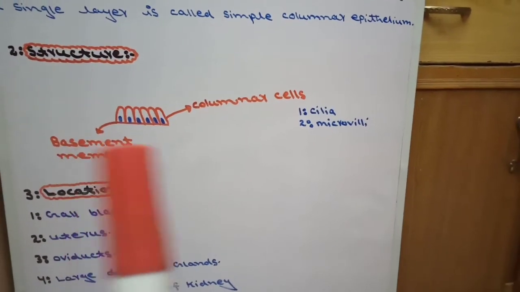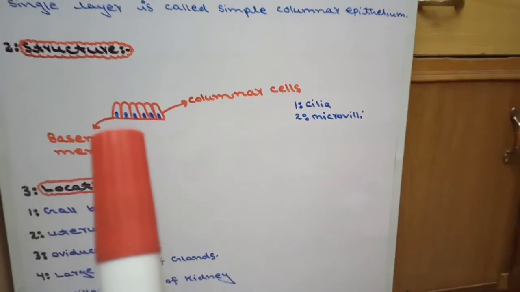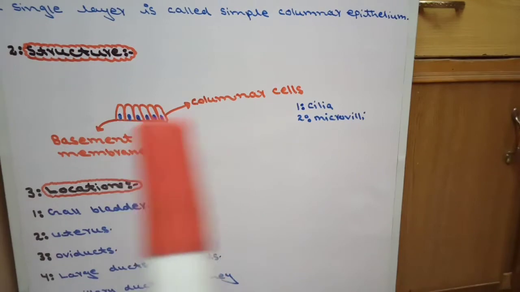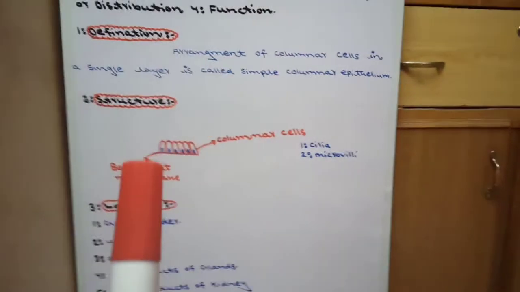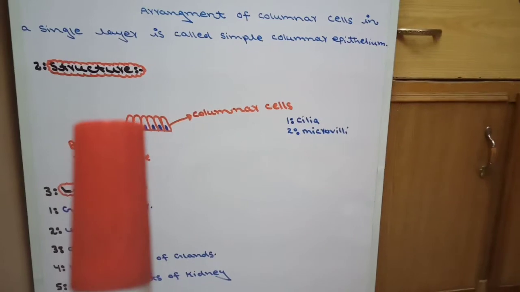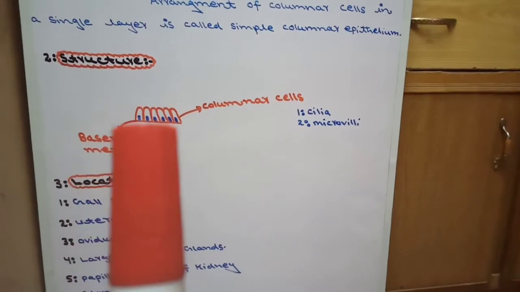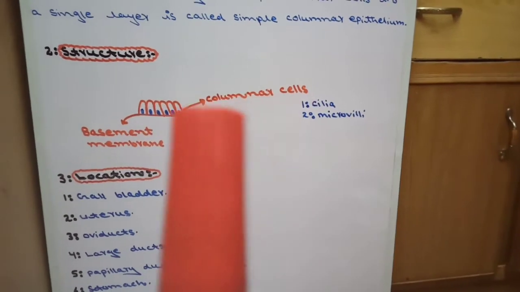And in structure, cilia or microcilia may be present on the top of these cells. If cilia are present, then this is called simple columnar ciliated epithelium. If cilia are not present, then this is called simple columnar non-ciliated epithelium. And microvilli may be present on the top of these columnar cells. It depends upon the position where it is located.